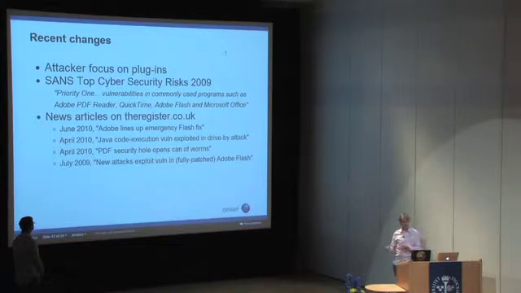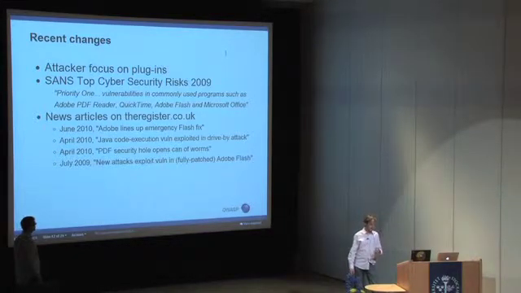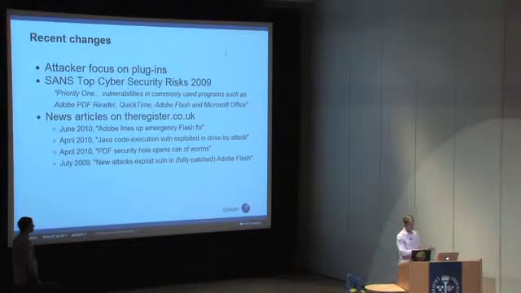Where, over the past, say, year, some of the more interesting zero-day attacks have come from. The first thing I'll quote is the SANS Institute, their most recent paper on the top cybersecurity risks, late 2009. If you go to the executive summary, it reads approximately, Priority 1, vulnerabilities in commonly used programs such as Adobe PDF Reader, QuickTime, Adobe Flash, and Microsoft Office. And the key takeaway point from that is that no browser is listed. So the focus of the attacks has moved on from the browser and is currently focused at the plugin infrastructure.